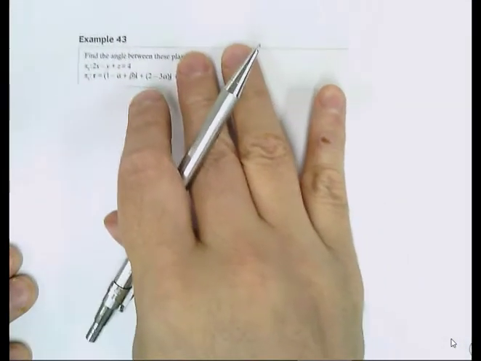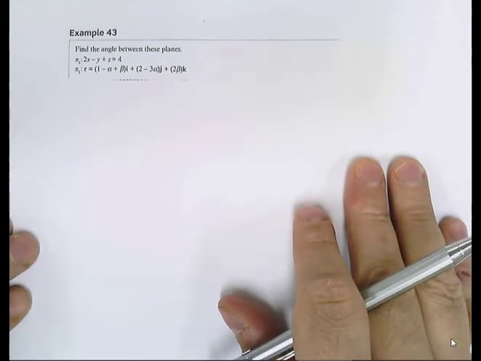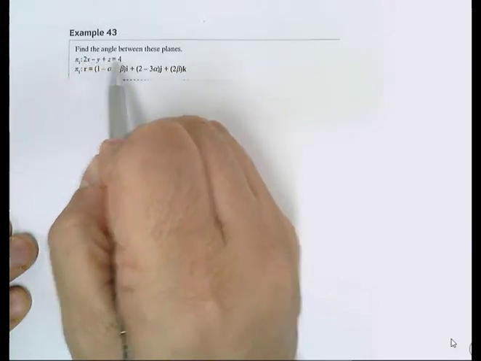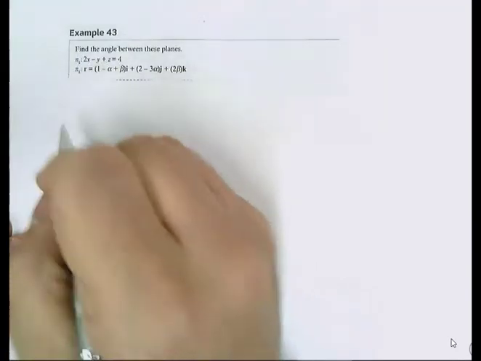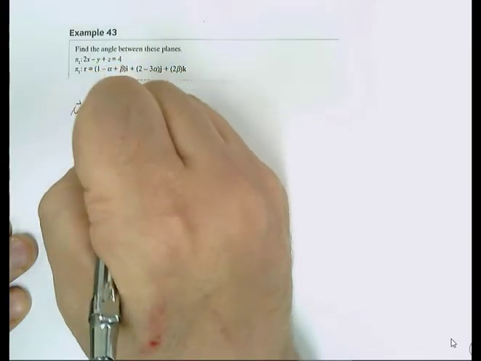Example 43 says find the angle between the two planes, and that's what we're going to do. So the first one is the equation of the plane, so we know the coefficients make that normal vector. So that first normal vector is going to be 2, negative 1, 1.